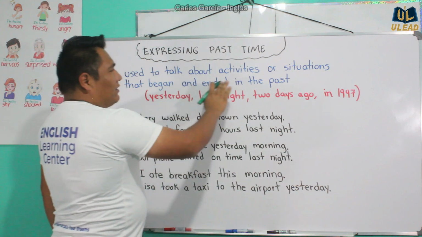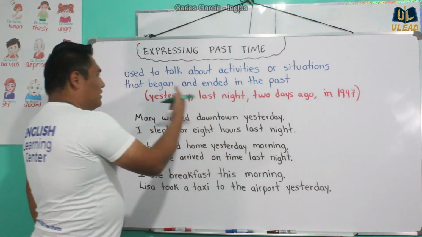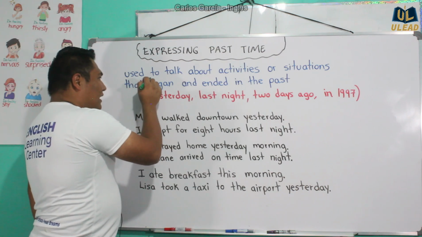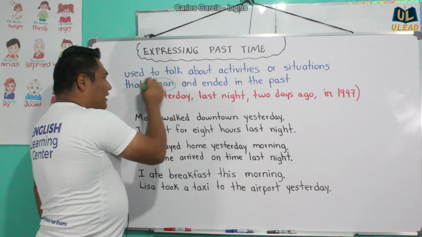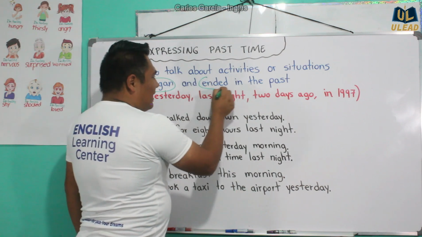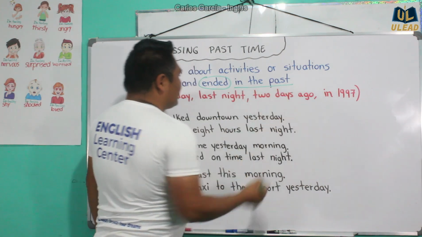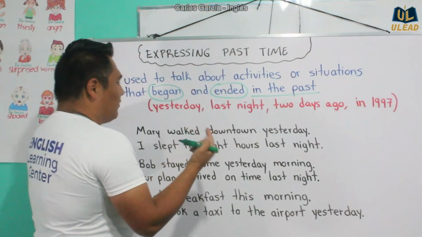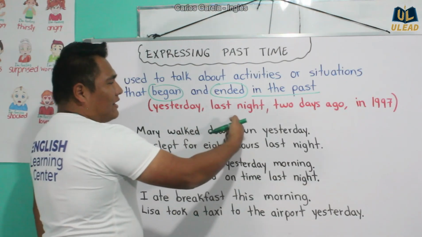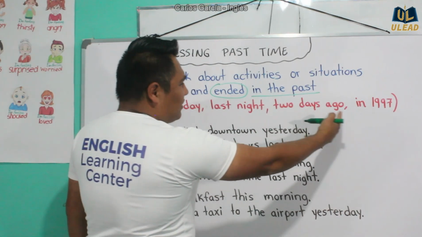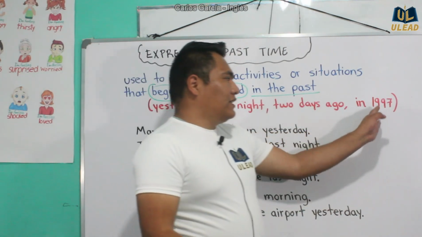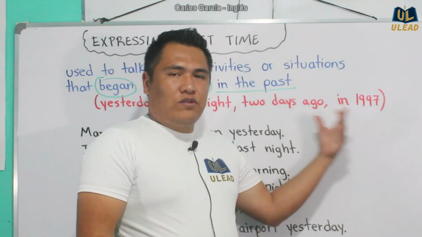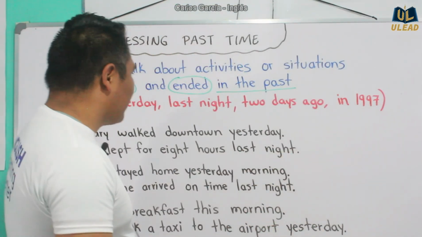Expressing past time, or the past tense, if you want to call it that way, is used to talk about activities or situations that began and ended in the past. Okay, so let's highlight this part here. Began and ended in the past. So it began and it ended. Okay, for example, yesterday, last night, 2 days ago, in 1997, in 2020, in 2024, okay?